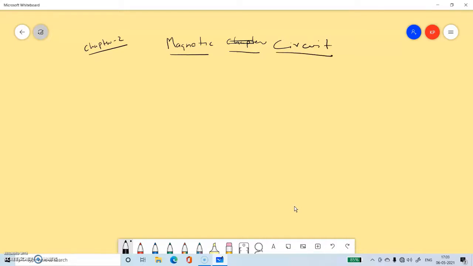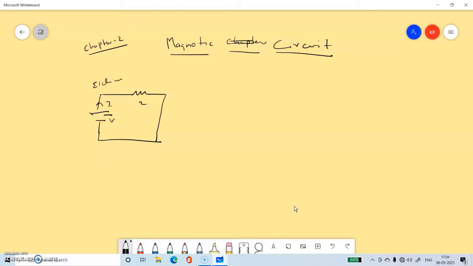So already we know what is an electric circuit. Generally an electric circuit has a voltage or current source with some elements like resistors or capacitors or inductance, and it is a closed circuit. So an electrical circuit is a closed circuit. In the same manner, it has a voltage source, and it has a current flowing. The current will flow only when there is a closed path. So this is generally an electrical circuit.